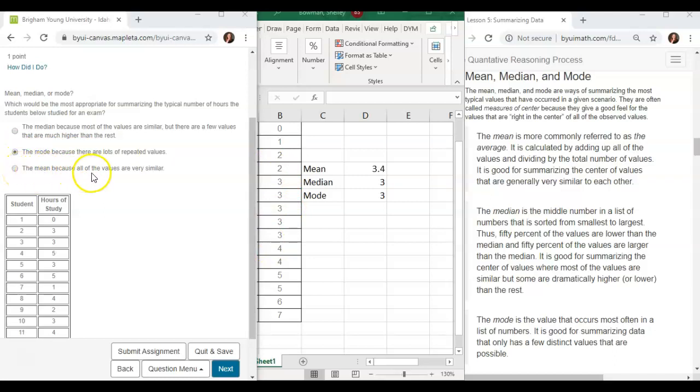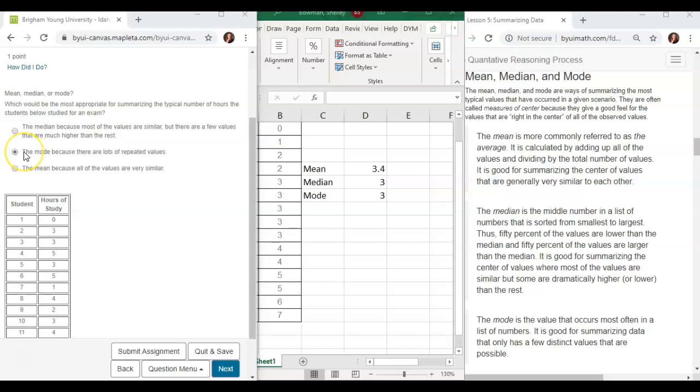The mean, because all of the values are very similar. Actually, we have a couple that are really low and a few that are really high, and as you can see, it does bring the mean up higher than what we ended up with the median and mode. Now, while median and mode here are the same, the definitions and the reasons are why we're going to go with one or the other.